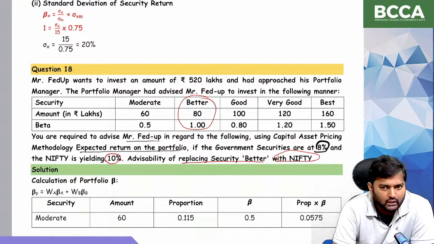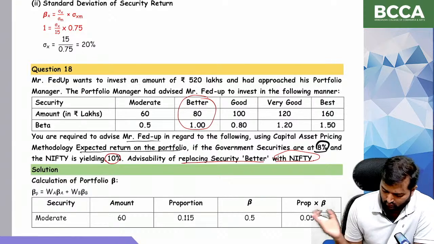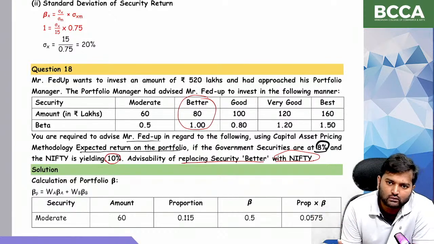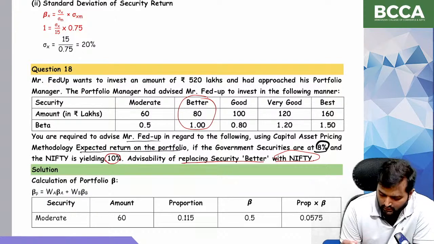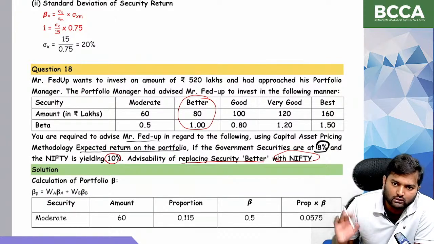Already I have made it clear, beta of a market is equal to 1. So better beta is equal to 1 and Nifty beta is equal to 1. Even if you replace better with Nifty, that doesn't make any difference. The answer will remain the same. So that's why our advice is to continue with security better.